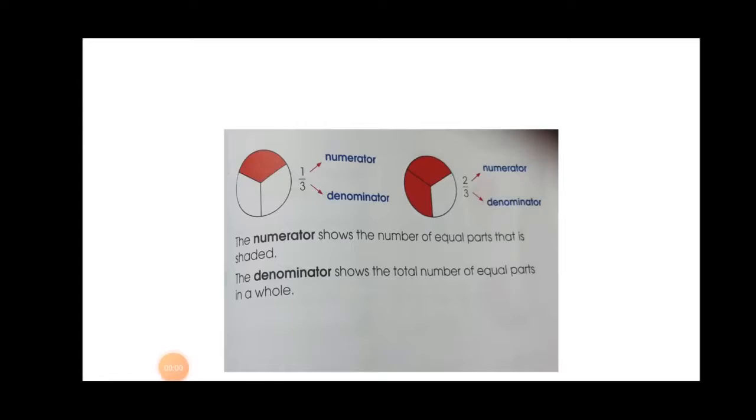Now this is the picture. You can see numerator and the denominator. The numerator shows the number of equal parts that are shaded. That is, you can see in the picture that 1 out of 3. The number 1 is the numerator and the number 3 is the denominator. The denominator shows the total number of equal parts in a whole. In another picture you can see 2 out of 3. 2 is the numerator and 3 is the denominator.